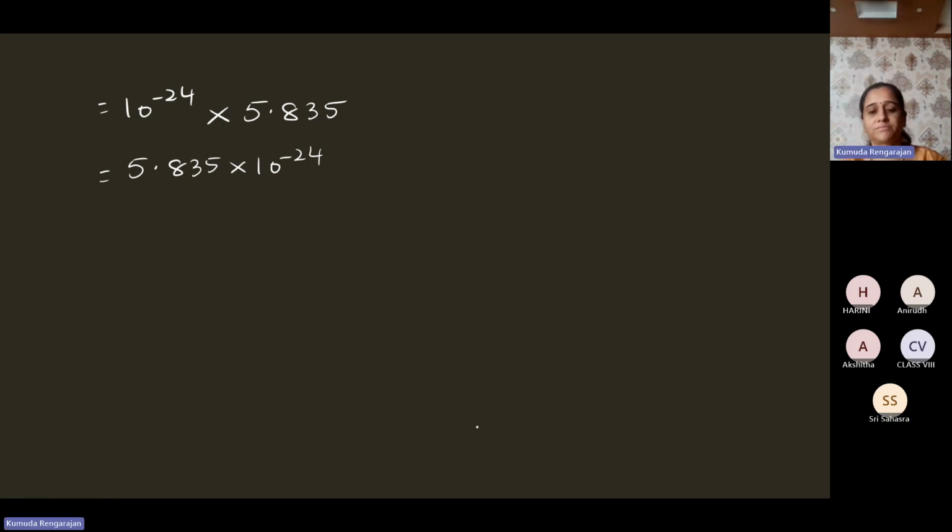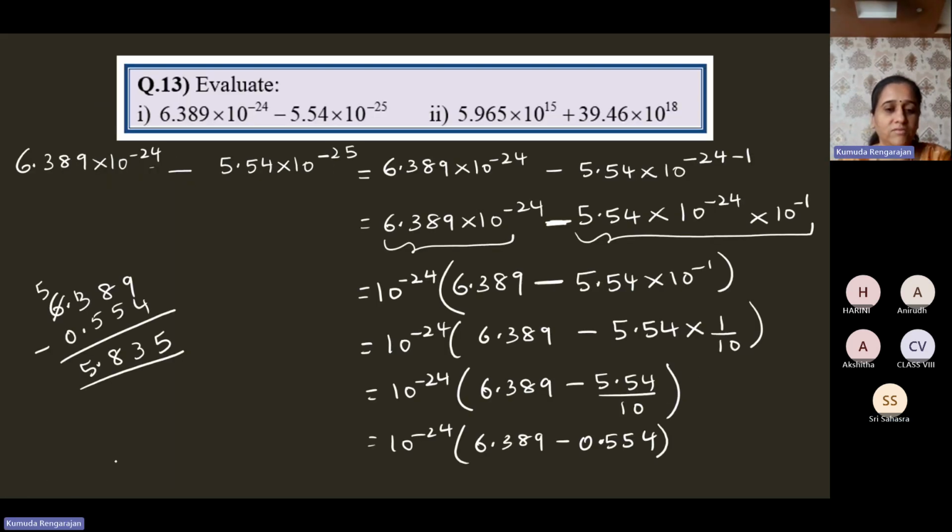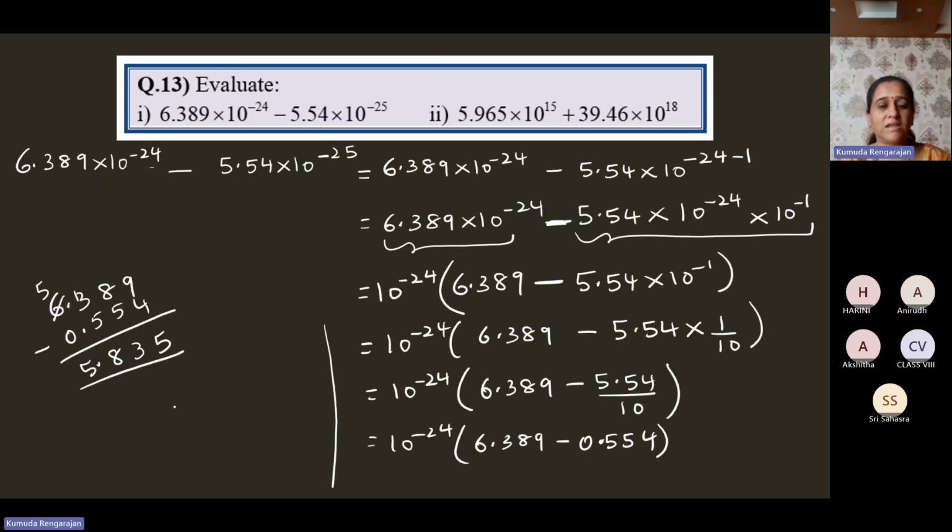All of you got it? Yes, ma'am. Very good. Do we simplify any more? No, you should leave the answer. How do you know that you have to stop there? If the answer is in the standard form, stop. I'll write those two steps here itself, children: 10 to the power minus 24 into 5.835, which is 5.835 into 10 to the power minus 24. This expression is already in the standard form, so we stop.